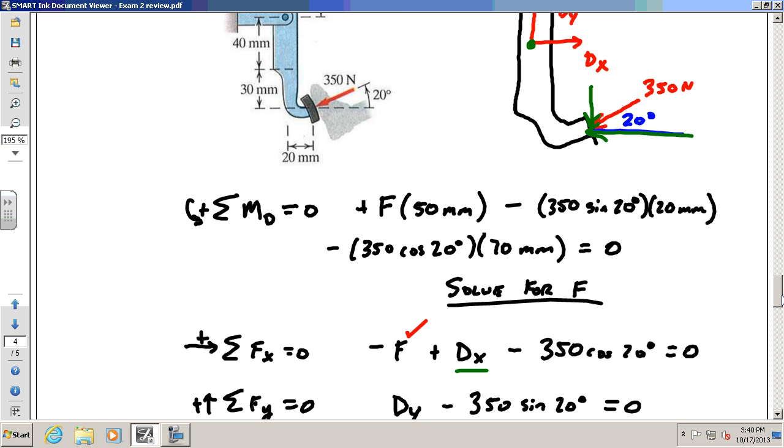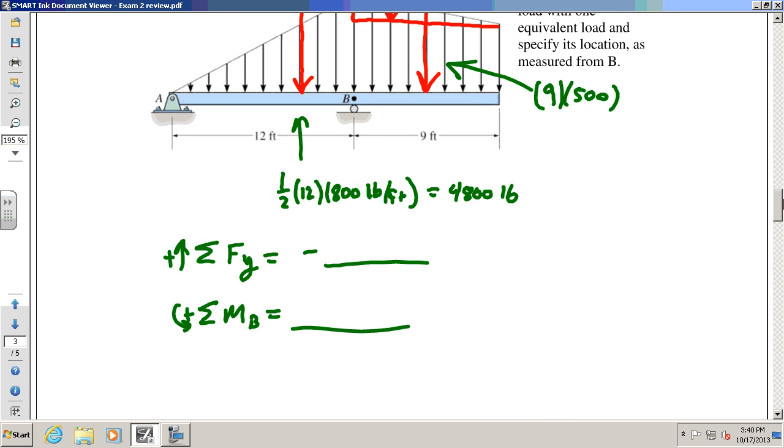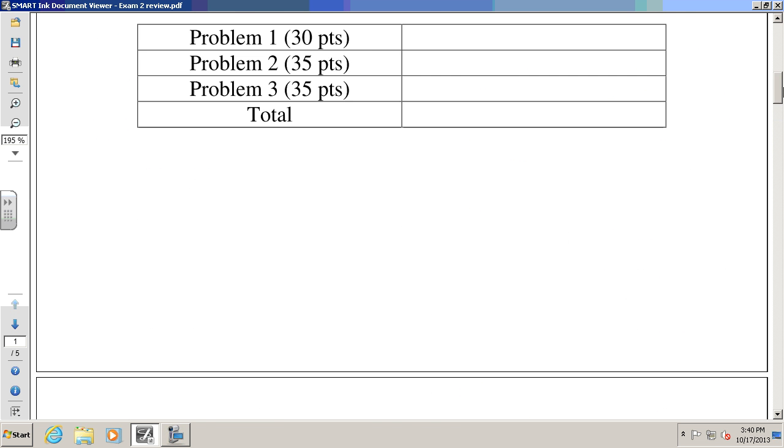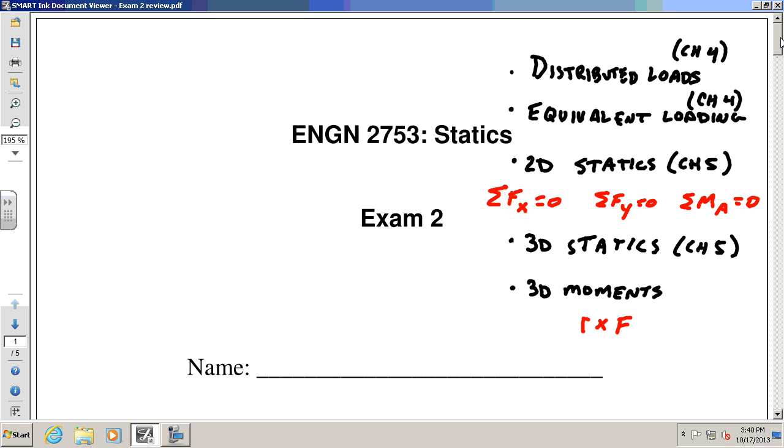Don't forget about the 3D problems, though. Look at your homework. Make sure you know how to do that for the 3D problem. But for the 2D problem, this should review the homework that you had last week, and just make sure you're comfortable drawing free body diagrams and moments. That's going to be really important for the 2D case. Again, don't forget about distributed loads. Don't forget about 3D moments. Let me review everything here. Don't forget about setting up equivalent loads as well.